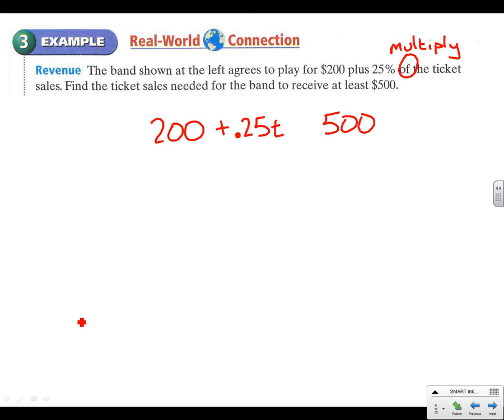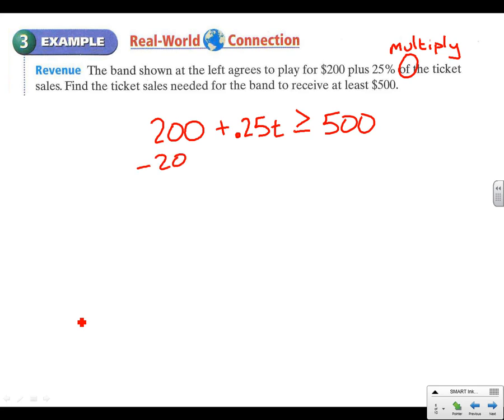And let's think to ourselves, okay, at least, does that mean greater than or less than? So we want at least, so we want to be bigger than 500. Would it be okay if we made it exactly 500? And at least, yeah, it would. So we can have an equals in there as well. All right? So now that we have it set up, let's go ahead and solve this.